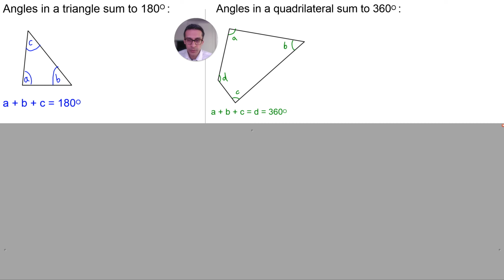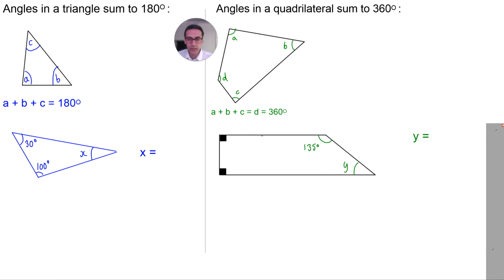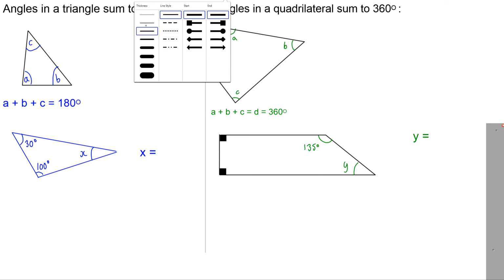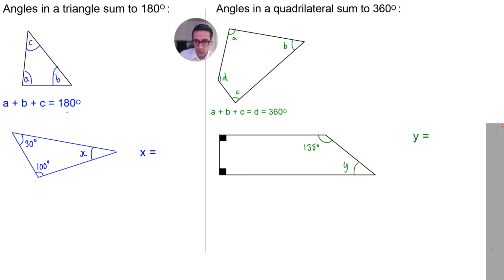So here are two examples of questions where you're going to need to just know that rule. It won't tell you to use this rule, but you're expected to just know it. So in this case, to work out the missing angle x for this triangle, if it says give reasons for this answer, you would literally just write this out, as you can see there.